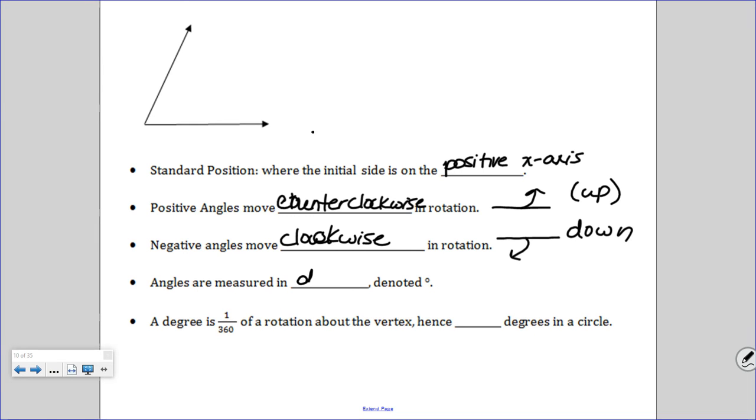Angles are measured. Right now, we're measuring all of our angles in degrees, and we denote them with this little degree symbol. And a degree is 1/360th of a rotation about the vertex. So there are 360 degrees in a circle.